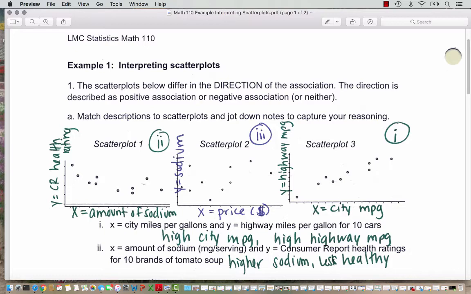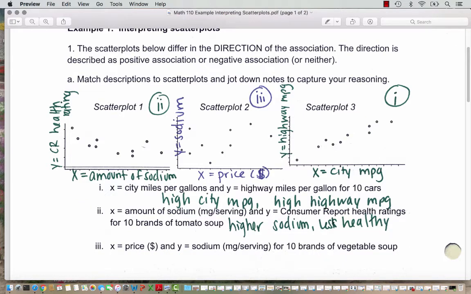When the slope is increasing, we say the scatterplot has a positive association. And when the overall slope is decreasing, we say the scatterplot has a negative association. So down here we have three scatterplots that differ in the direction of the association. And so we can describe the association as positive, negative, or neither. And then we have three different descriptions that could match these possible scatterplots. So we are going to match the descriptions to the scatterplots and explain our reasoning.